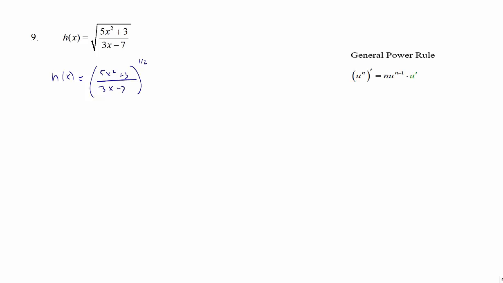Okay, so here I have the square root of stuff. So like we said, anytime we see the square root, we're automatically thinking, go ahead and rewrite it to the 1/2 power. So h of x is equal to all of this to the 1/2 power. And since I have a bunch of stuff raised to the power, I know I'm going to be using my general power rule. So while I'm using my general power rule, again, all of this is going to be u. So when I have to take the derivative of u, I'm going to have to use the quotient rule.